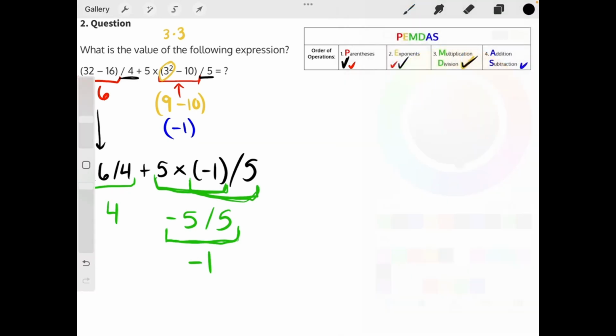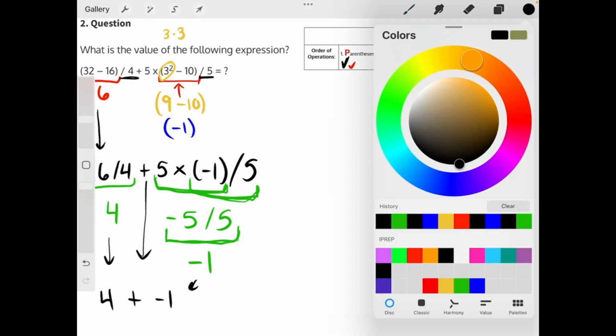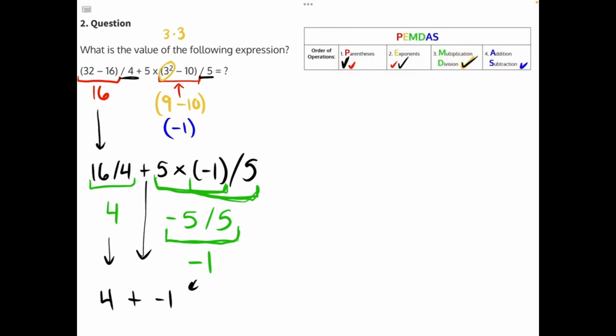Let's rewrite our expression one more time. We have 4 plus a negative 1. So our last step is to do addition and subtraction. In this case, addition, but 4 plus negative 1, when you're adding a negative, that's the same thing as subtracting a positive. So you could rewrite this as 4 minus 1, and that can be a little bit easier to read. 4 minus 1 would give us 3, making that our final answer.